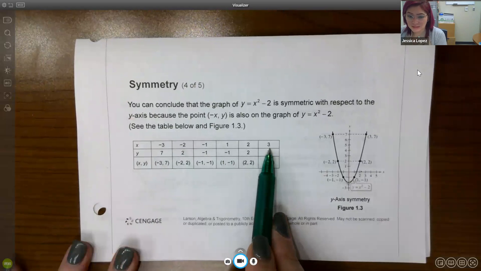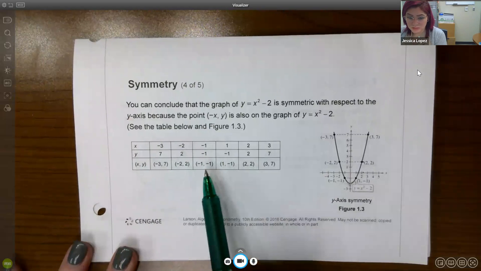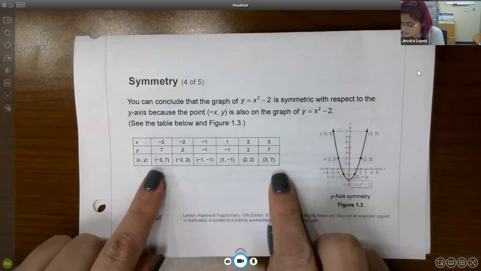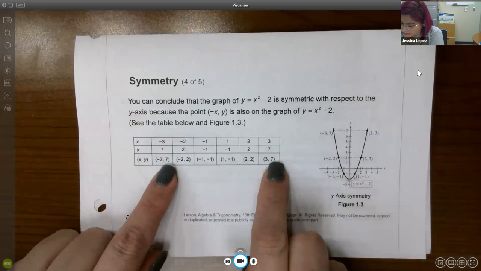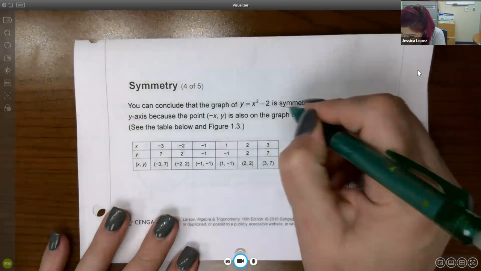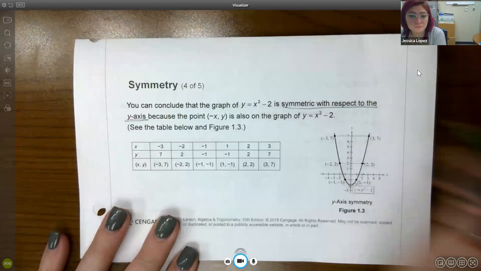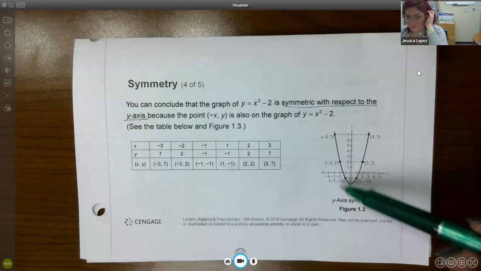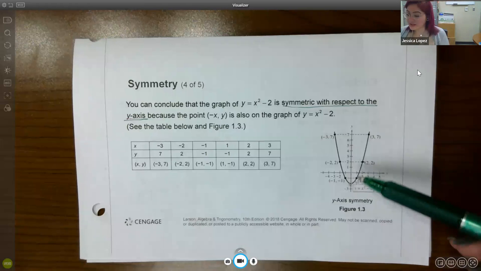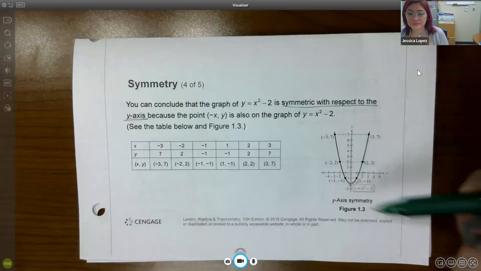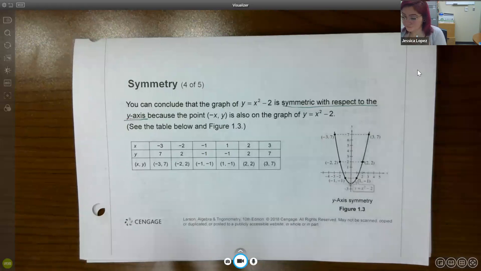Now, when they did that, they noticed that they got all of these y-coordinates. And if you realize, these have the same y-coordinate, but different x's. And that was exactly the definition of symmetry with respect to the y-axis. And if you look at all of the points plotted and this whole graph plotted, you'll notice that if I were to fold the paper along the y-axis, this image is a mirror of itself.